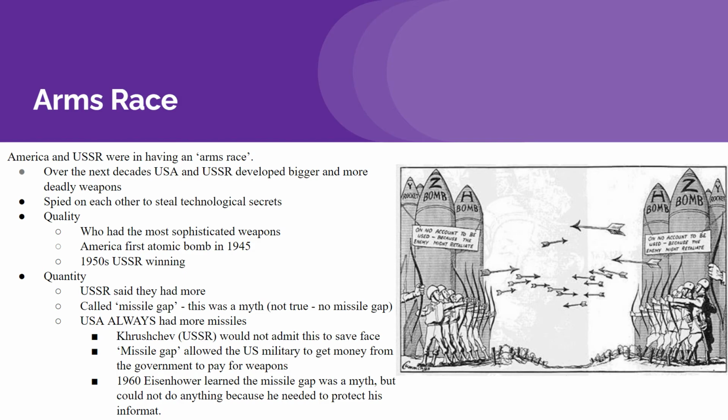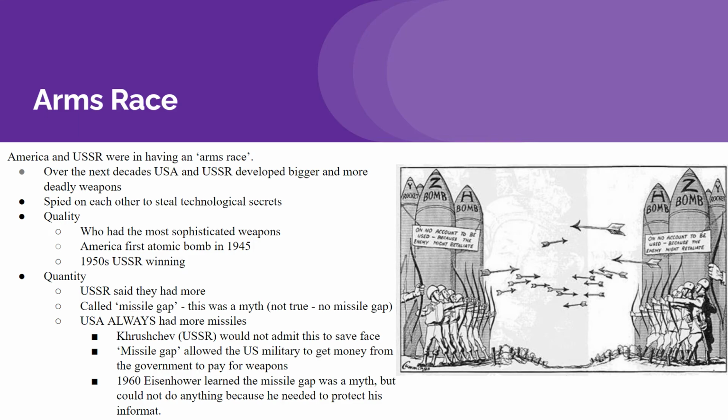We were told in America that the USSR was winning. I'm actually going to jump down here to quantity, and they're calling this a missile gap. In America, we were told that there was a missile gap, that the USSR had more, and that the USA needed to make more and more and more weapons in order to catch up with the amount of weapons that the USSR had. But actually, this was a lie. America always had more weapons.